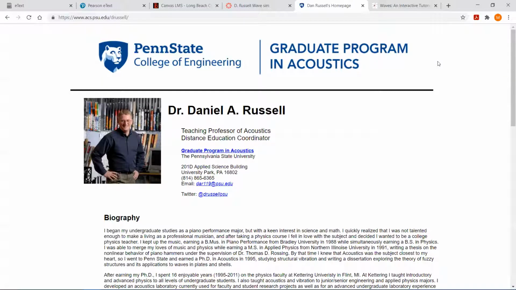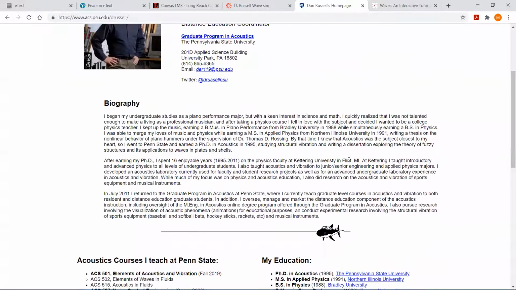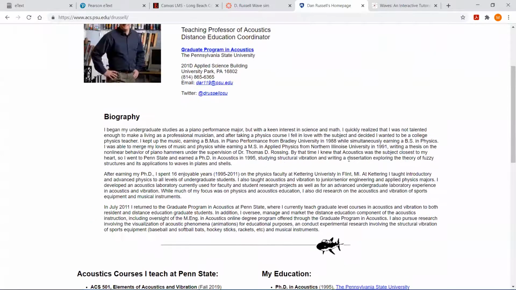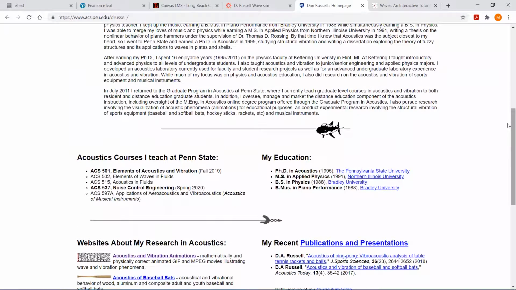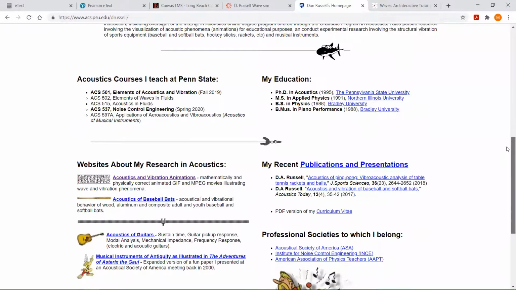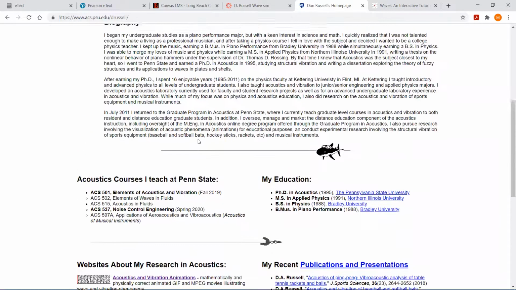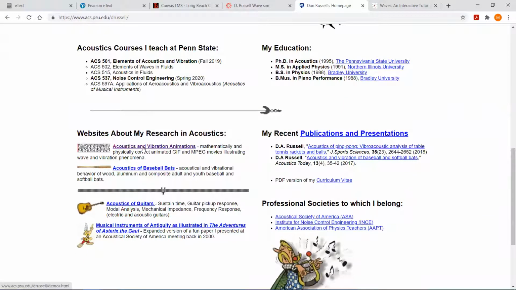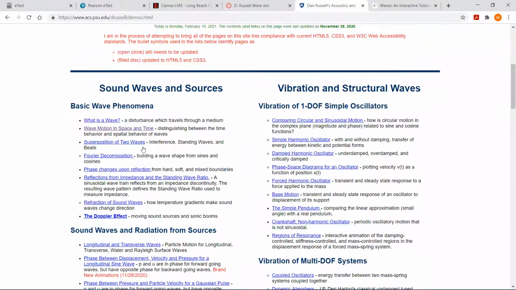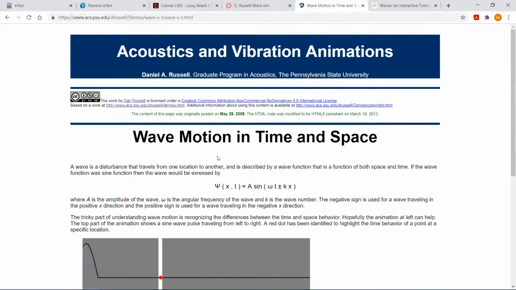The best little simulation I could find to demonstrate the relationship between the snapshot graph and the history graph is, of course, on the page of Dr. Dan Russell. We've already looked at some of his stuff. I have yet to go through all of this, but I'd like to at some point because every one of these pages is pretty awesome. So I scrolled down to the acoustics and vibration animations, and specifically wave motion in space and time. That sounds promising.